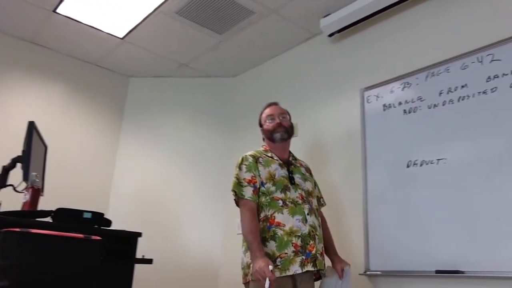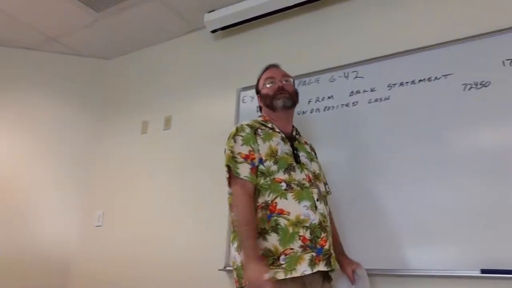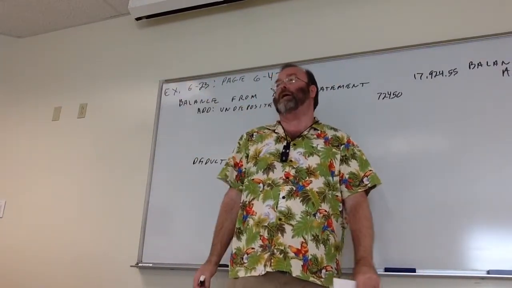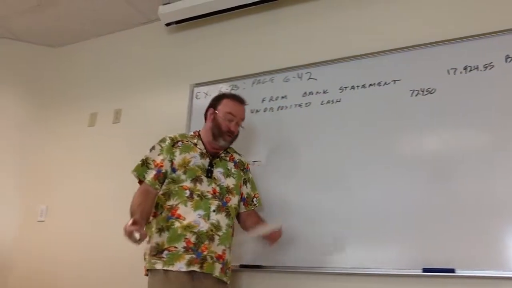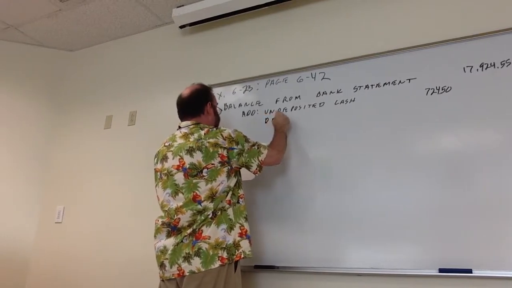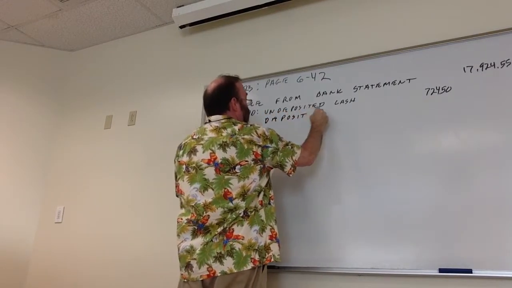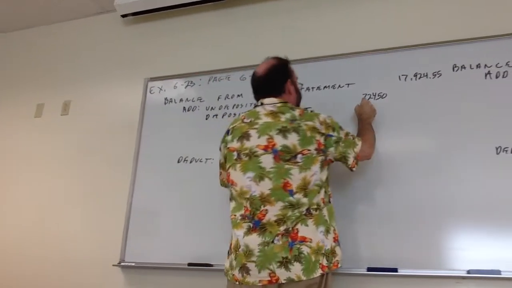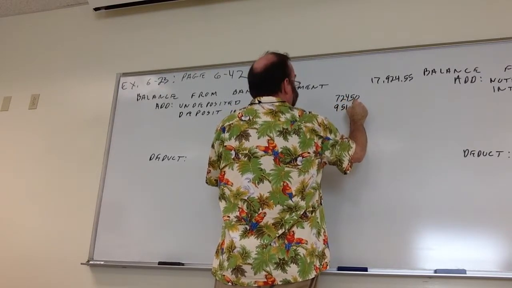A deposit of $951.75 mailed to the bank on March 31st did not appear on the bank statement. Is this something the company knows about? Yes, they processed the deposit. They put it in an envelope. They mailed it to the bank. Does the bank know about it yet? No. So we need to add it. Deposit in transit, $951.75.